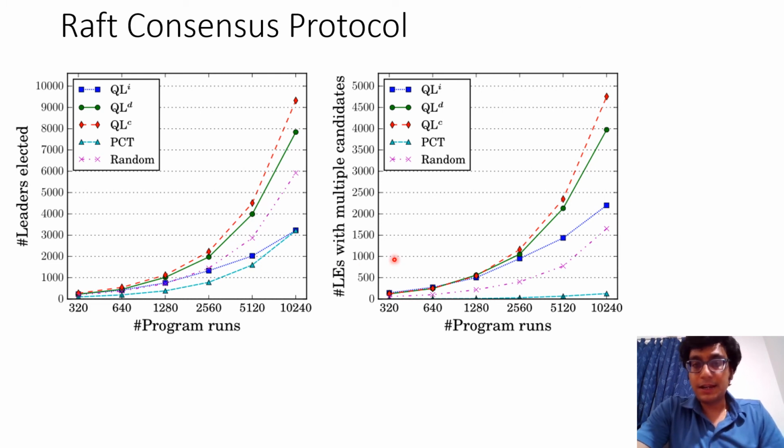The graph on the right plots the election rounds with multiple candidates as a function of program runs. And here again, we find that QL with custom or default abstraction is able to expose election rounds with more and more candidates compared to other abstractions or other exploration strategies like PCT and random. And these two taken together explain why QL with either the default or custom abstraction is able to find the invariant violation more effectively than other scheduling algorithms.